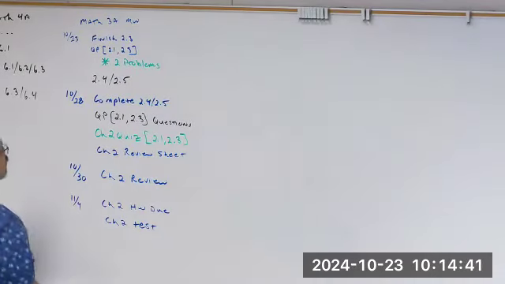Do 4 and 5 real quick. We're going to finish up 2.3. Go to the quiz prep right now. But we'll finish 2.3, going over 2 problems right now. Then we're going to do 2.4 and 2.5.